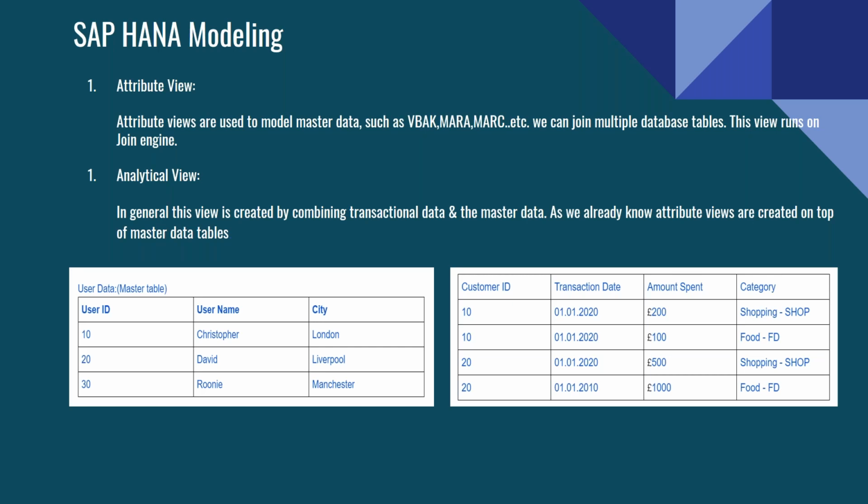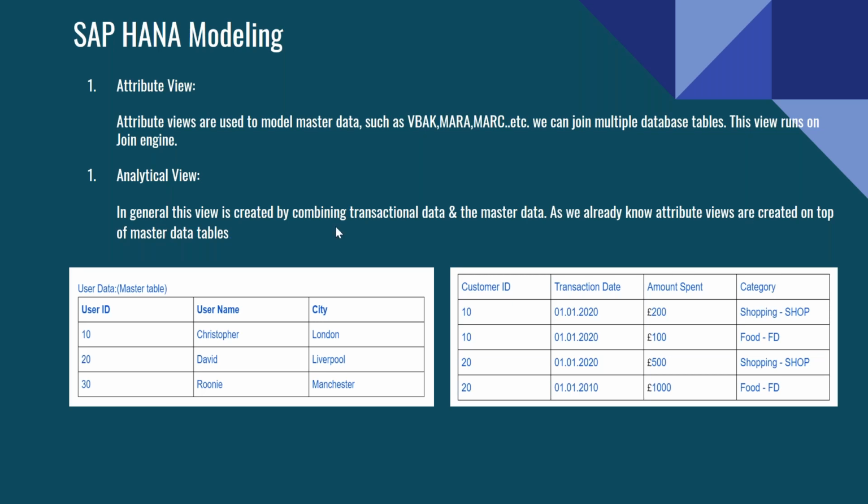When it comes to an analytical view, it is a combination of transactional data and master data. An attribute view will only happen on master data. I hope you are aware of what master data and transactional data are. Attribute views will always be performed on master data, and analytical views will be the combination of transactional data and master data. As we already know, attribute views are created on top of master data tables.